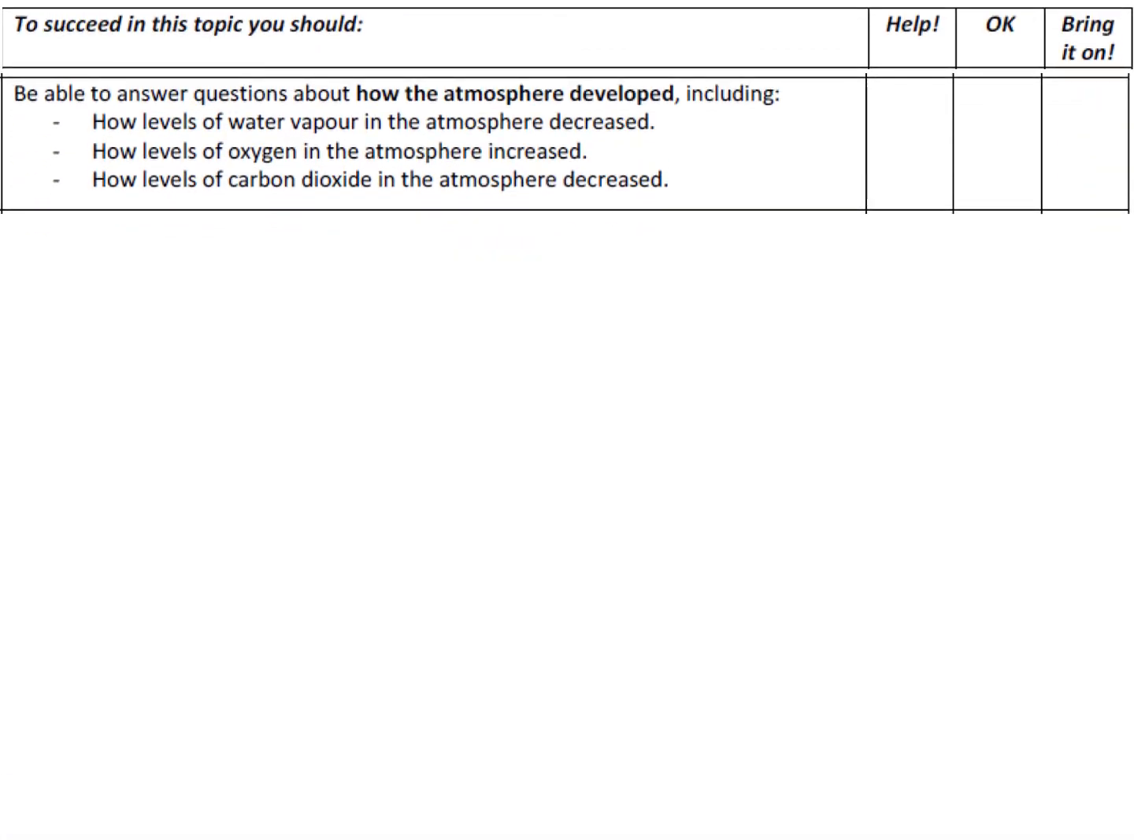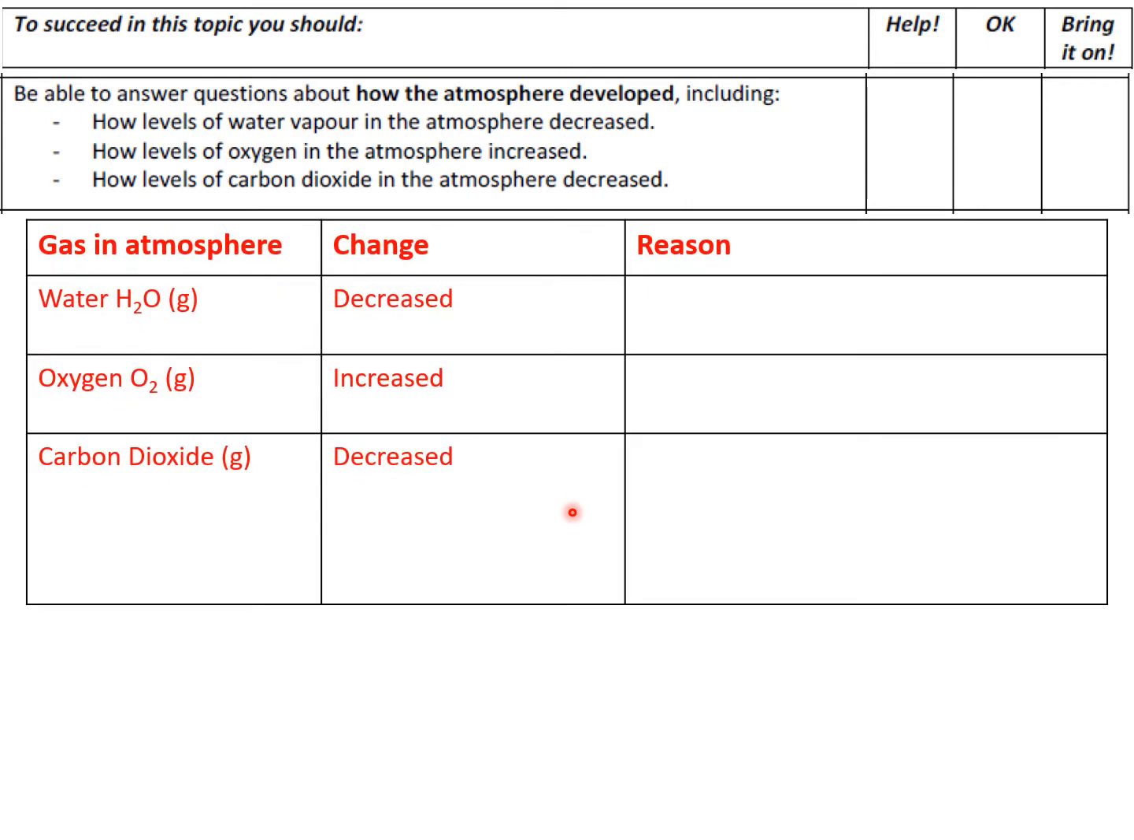So the next topic is looking at how the atmosphere has changed in terms of three different gases: water, oxygen, and carbon dioxide. I just want you to pause this video. Perhaps you can copy out this table and think about some of the reasons why there was a change of this gas in the atmosphere, or you can maybe write down the reason. We'll go over the answers in a moment. Please do pause.